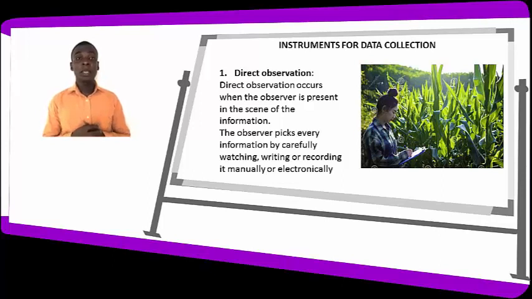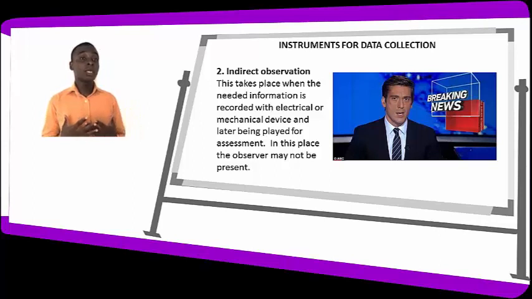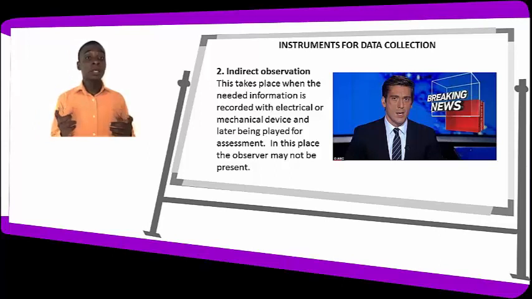So let's look at indirect observation. Indirect observation takes place when the needed information is recorded with an electrical or mechanical device and later played for assessment. So it's different from direct observation. In direct observation, you are there, you are looking at it, you are seeing what's going on, you are getting the information firsthand. But in indirect observation, the scene has taken place, it was recorded, maybe with a recorder or a camera, and you got the information from what has been recorded. So that is indirect. Although you are observing, you are not there when it happened. You were not part of that information. So that is indirect observation.